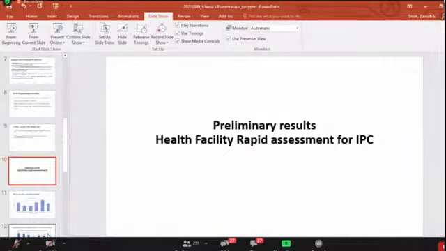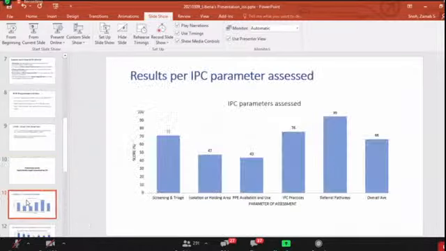From the IPC rapid assessment that is ongoing, we have preliminary results that we want to share briefly. We have parameters that were assessed when we went to the facilities. We assessed screening and triaging. We assessed the isolation and holding area to ensure whether they are available. We assessed the availability of PPE and how they are used. We assessed IPC practices, ranging from standard precautions.